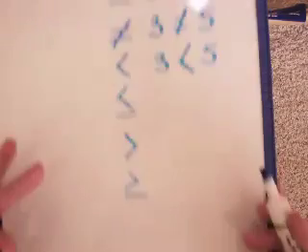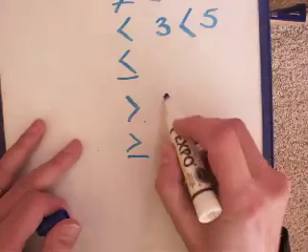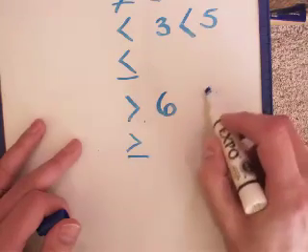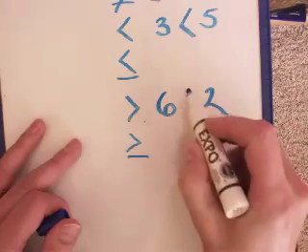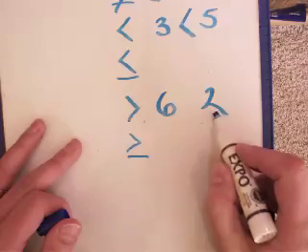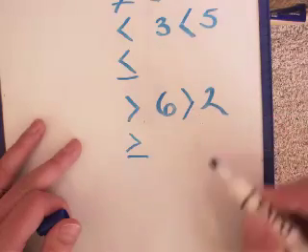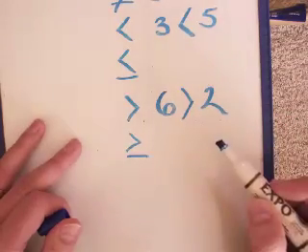Now the opposite of that would be down here. If we had a large number in front and then a small number afterwards, we would say 6 is greater than 2, and the sign would be the greater than sign. 6 is greater than 2.